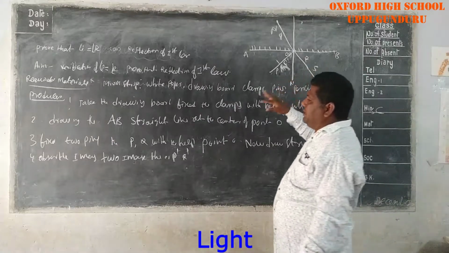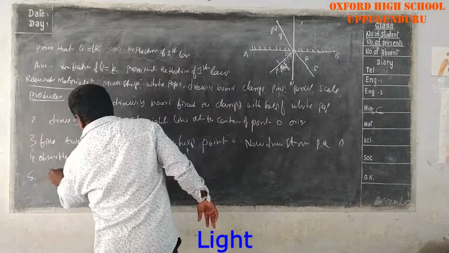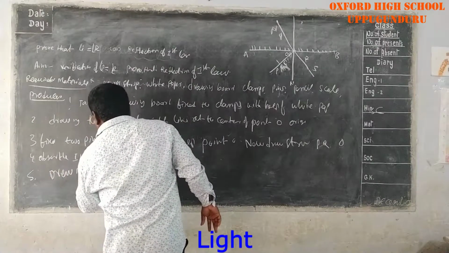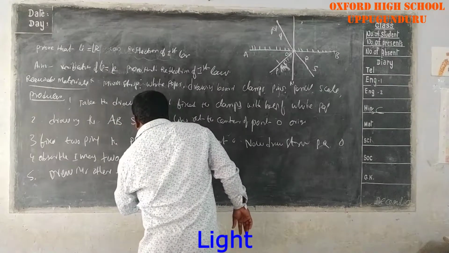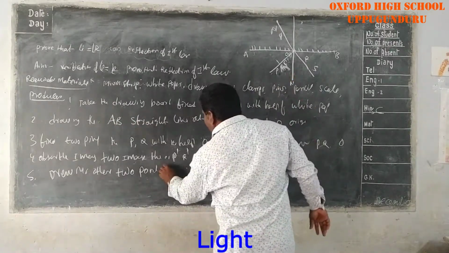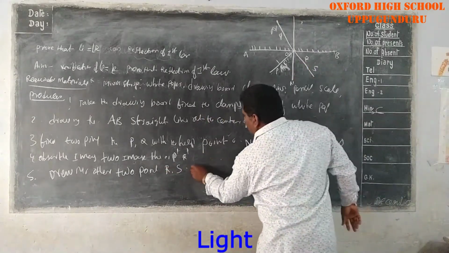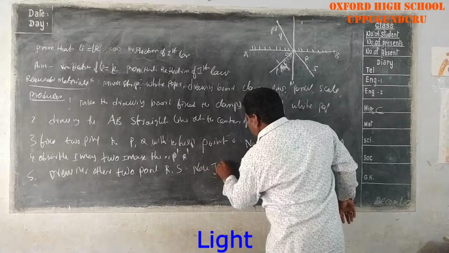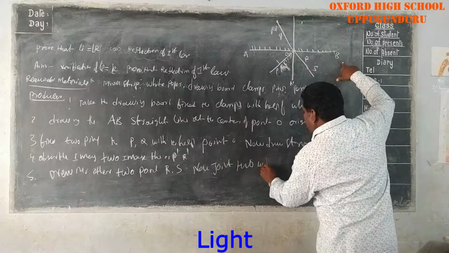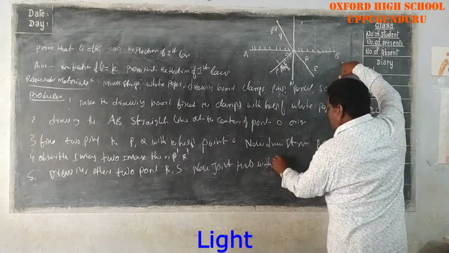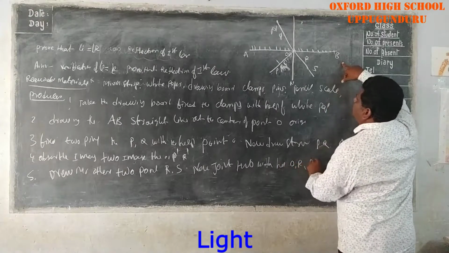Next, the fifth point: draw another 2 points, named R and S. Now join the 2 points with the help of O, R and S.